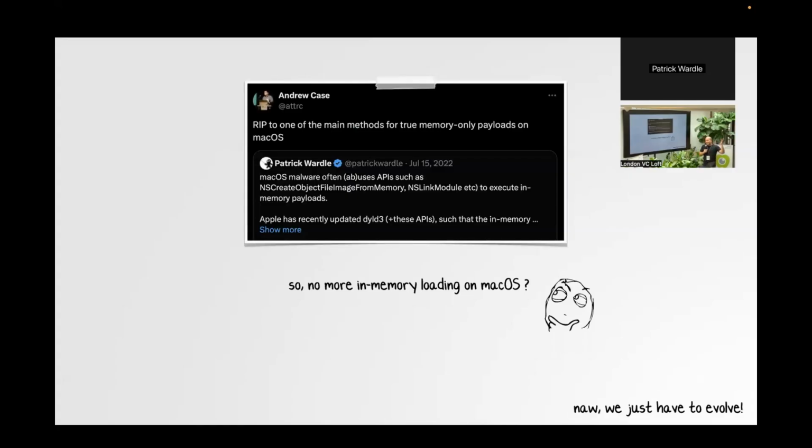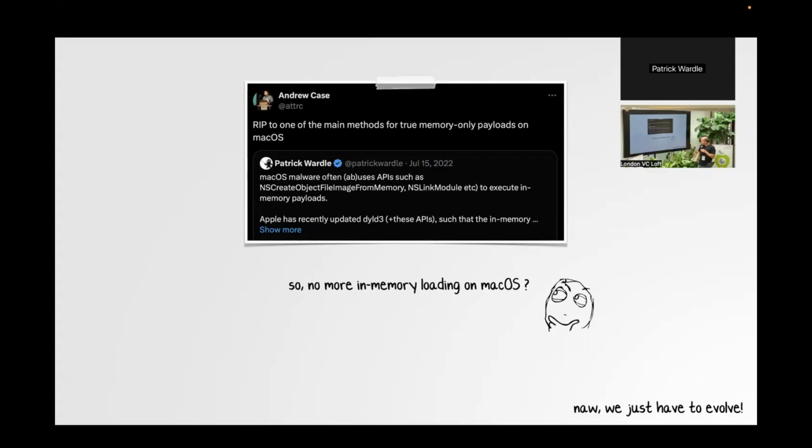And so I tweeted about this because malware was still being released with these techniques. And I was like, yo, this doesn't work anymore. And if you're a security vendor, you should be monitoring the temp directory where these in-memory payloads are now being written out by Apple. Andrew Case, I think he works for Volexity or one of the forensics companies, was like, RIP, this was a great way.